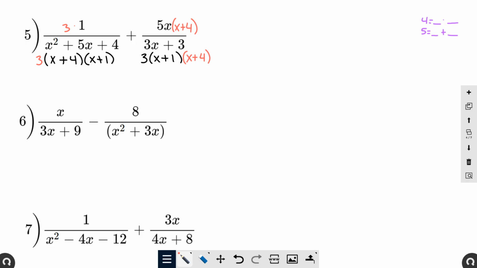Are the denominators the same now? Do they have the same parts? Remember, they don't have to be written in the same order, but they do have to have all the same things. They do. So what is my common denominator?